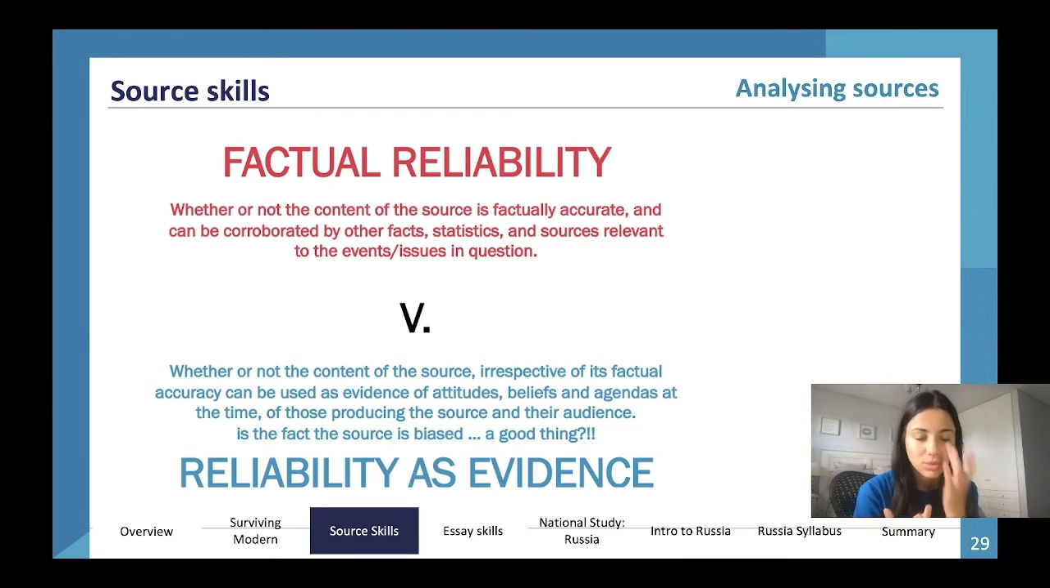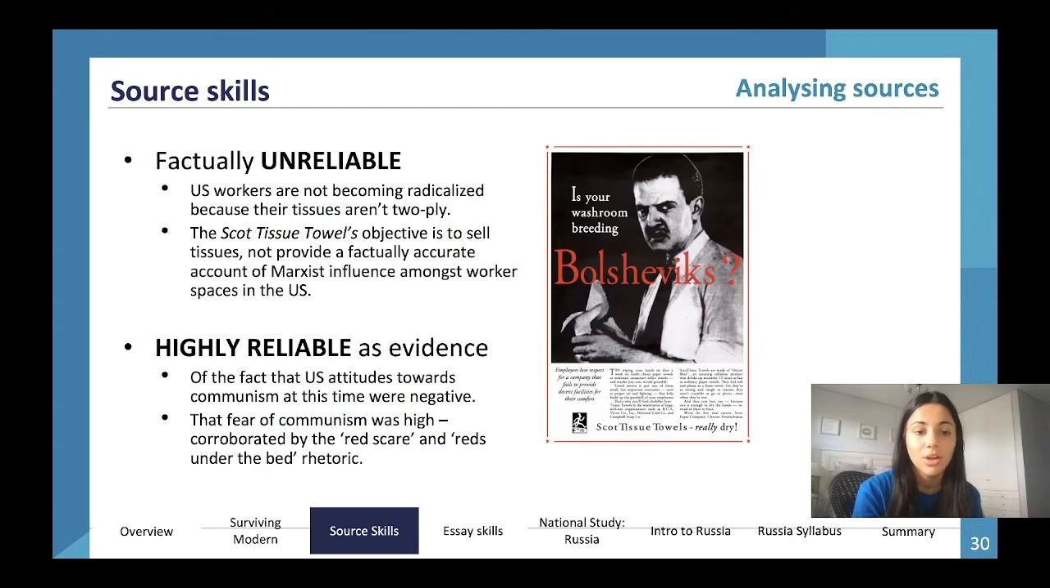So it's like, is bias a good thing? And I think the way that history is taught, especially throughout Year 7 to 10, we're always taught that bias is bad. But as reliability for evidence, bias isn't necessarily bad, because it shows you that attitude and that perspective better.